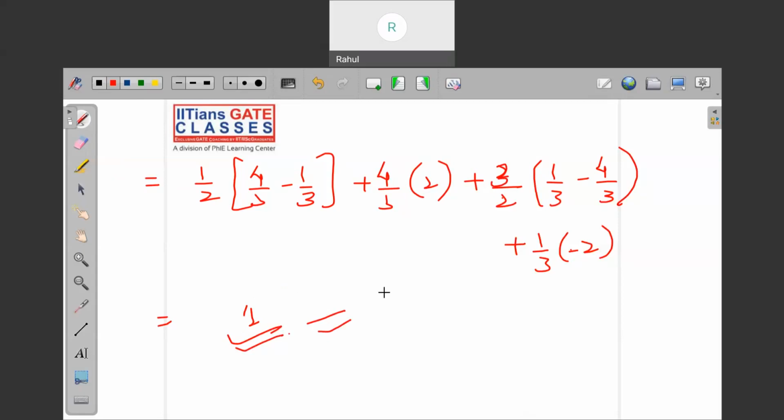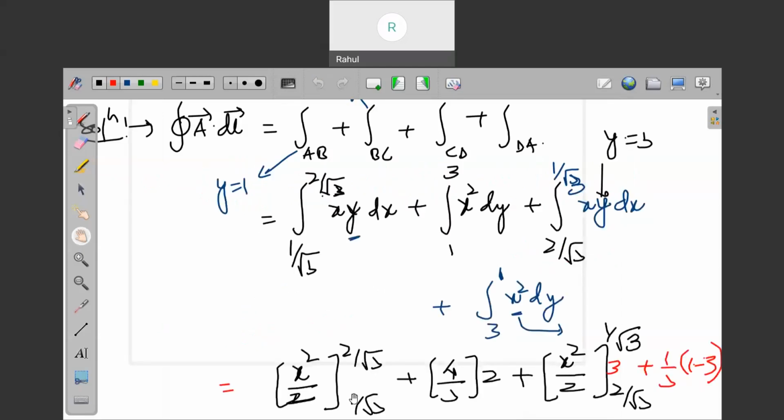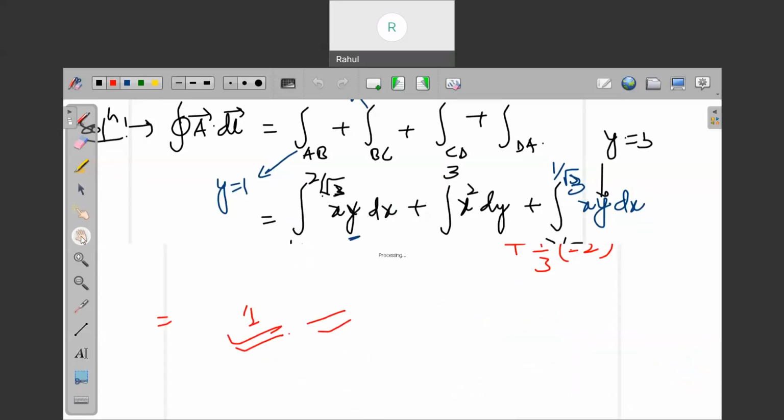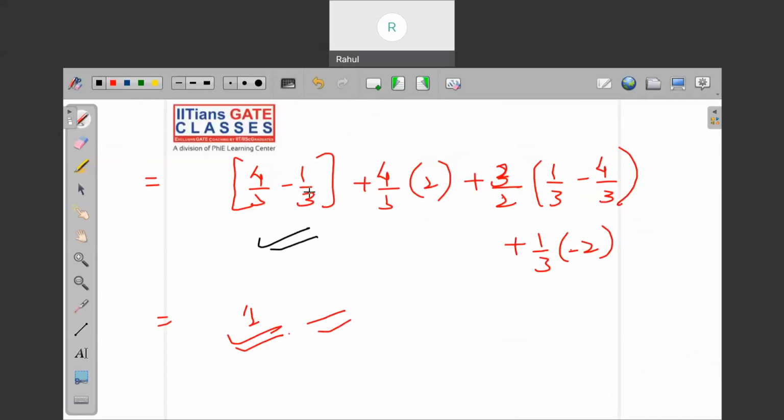So this was a very easy question. As you can see here, 4 by 3 and 4 by 3 and 1 by 3 in this case. Okay, so this will be 1.